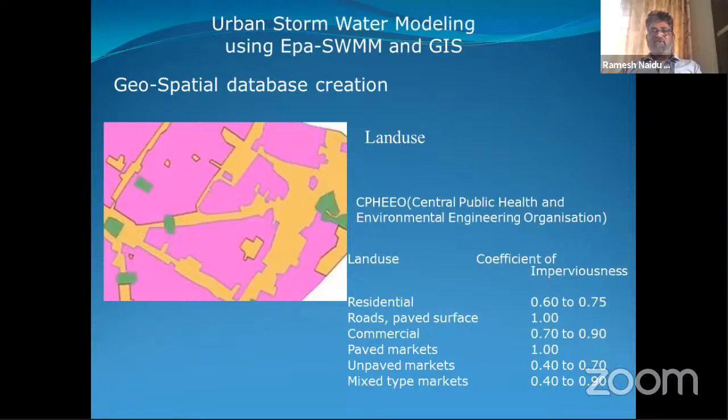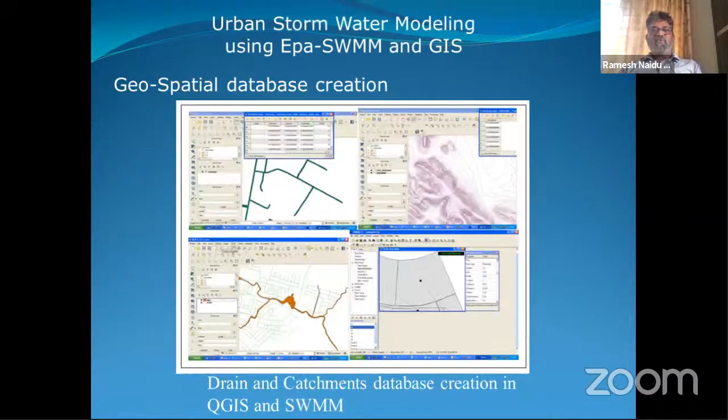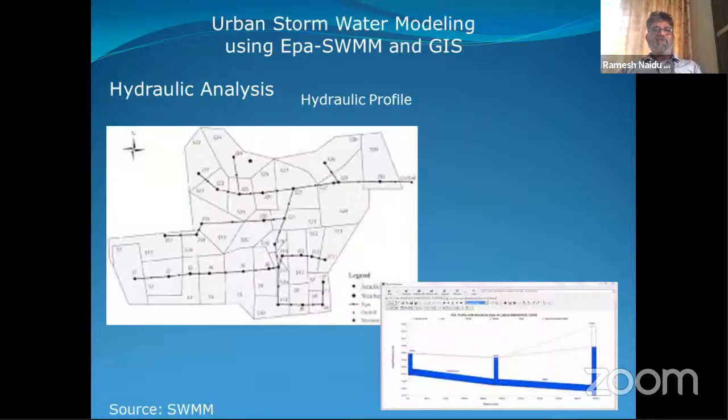Percentage imperviousness, you can see straight away, residential it is less, and for roads and paved surfaces it is maximum. Imperviousness is maximum in paved surfaces. And these are the software tools that are available to process the application.